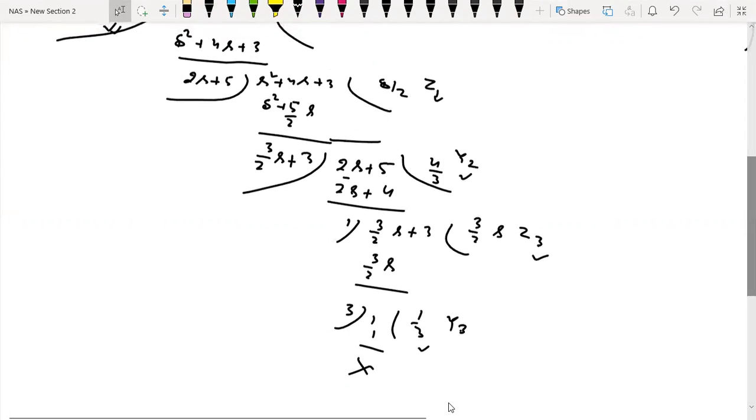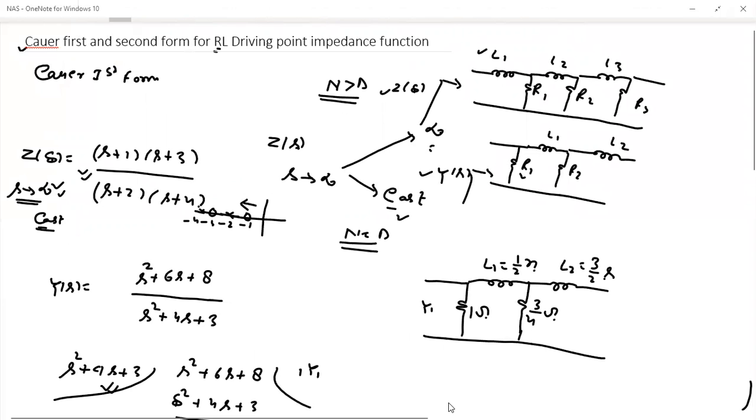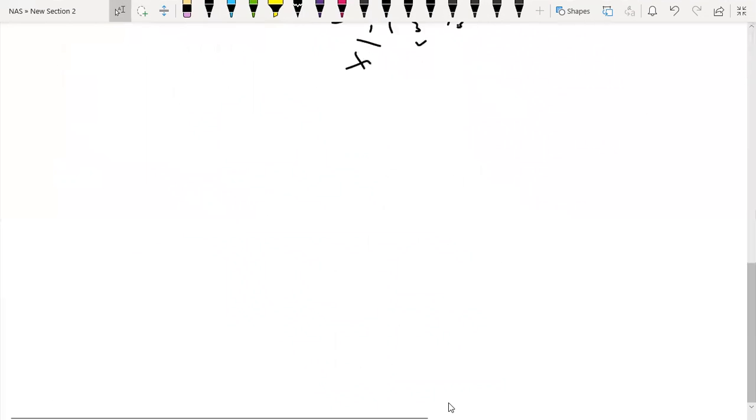So now put the value of resistance as 3. Okay, so that is my equivalent form of the first form of the function. That is clear. So that was Cauer first form.